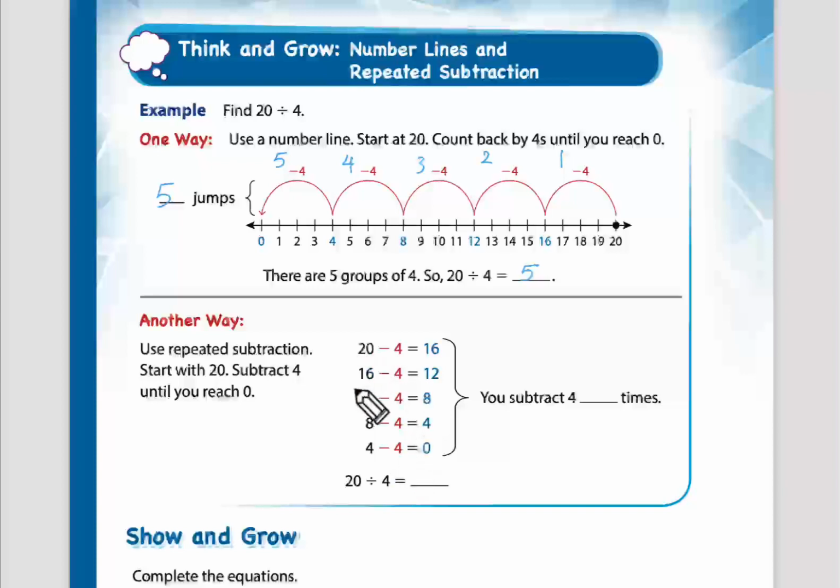In the second way, we subtract 4, and let's count how many times we subtracted 4. 1, 2, 3, 4, 5. So we subtracted 4 5 times. So 20 divided by 4 equals 5. Okay, we don't need to write this. I'll erase it. And please, my heroes, write the answer quickly.